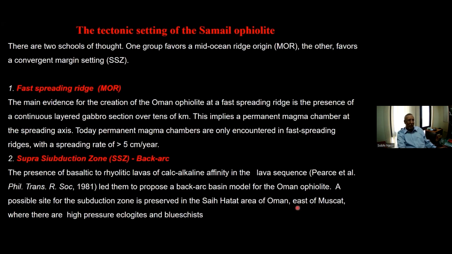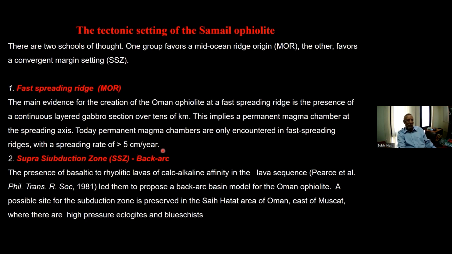So the tectonic setting for the Samail Ophiolite, there are actually two schools discussing the origin of the Samail Ophiolite. One of them is represented by the French group, stating that the Ophiolite was formed in mid-ocean ridges, fast spreading ridges. And as evidence, they take the continuous layered gabbro section over tens of kilometers in Oman. And this implies a permanent magma chamber at the spreading axis. And as example, today, permanent magma chambers are only encountered in fast spreading ridges with a spreading rate of more than 5 centimeters per year.